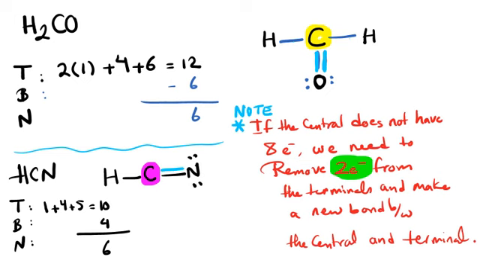So let me remove here. I'm going to count for the carbon atom: 2, 4, 6. We still have a deficiency for carbon. We don't have enough electrons for the carbon atom. So we need to do this step one more time. If it doesn't follow the octet rule, if it doesn't have 8 electrons, we need to remove 2 electrons from nitrogen and make a bond here. Right now we have 2, 4, 6, 8. So right now HCN has this Lewis structure.